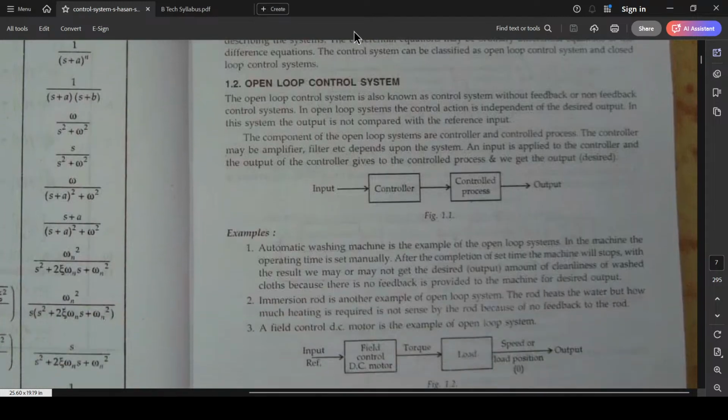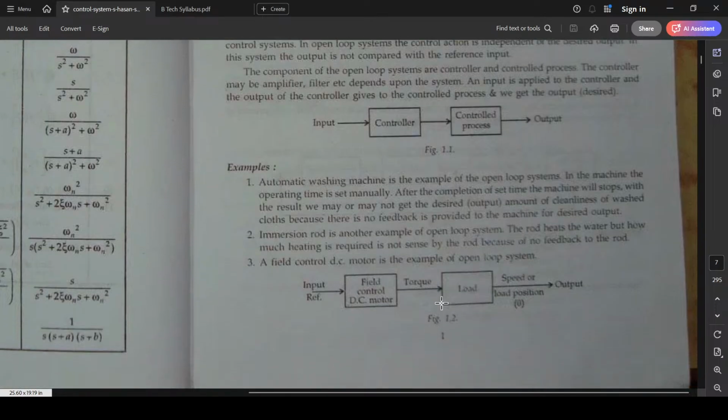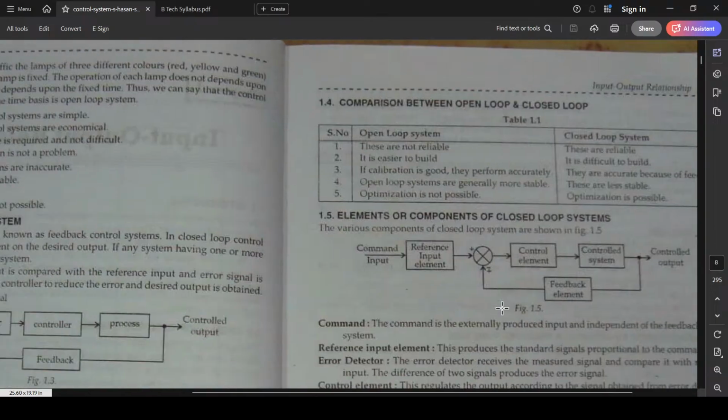The first one is the open loop control system. You have the input, a controller, a processing unit, and then an output. Some examples are given here. For example, a washing machine: you give the input, the DC motor gets started, and all the functions happen. It gets processed. The clothes, which are the load here, get the torque, and they rotate. The processing happens, and then the output.